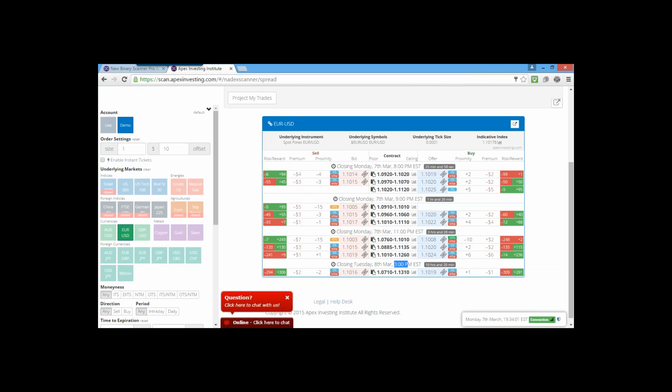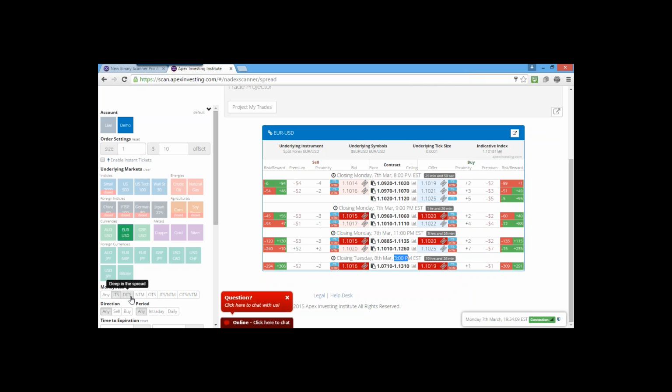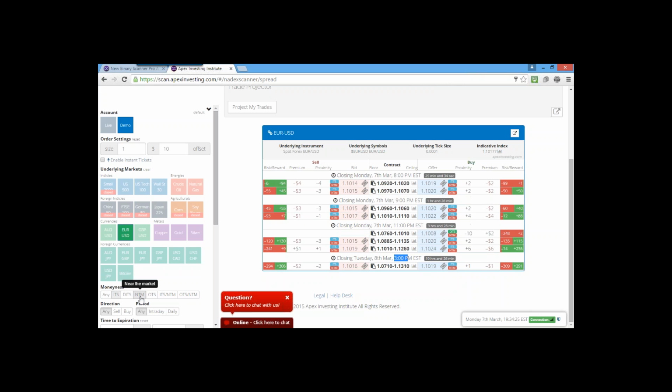You can pull this up where it will show you everything, or yes, Ben, you're asking right here, you can say you want in the spread, deep in the spread, you know, near the market. What are the spreads that are right near the market? What are any spreads that are out of the spread, meaning the market's outside of the spread, or they're in the spread or near the market? You can kind of narrow that down for it to show you only certain ones.